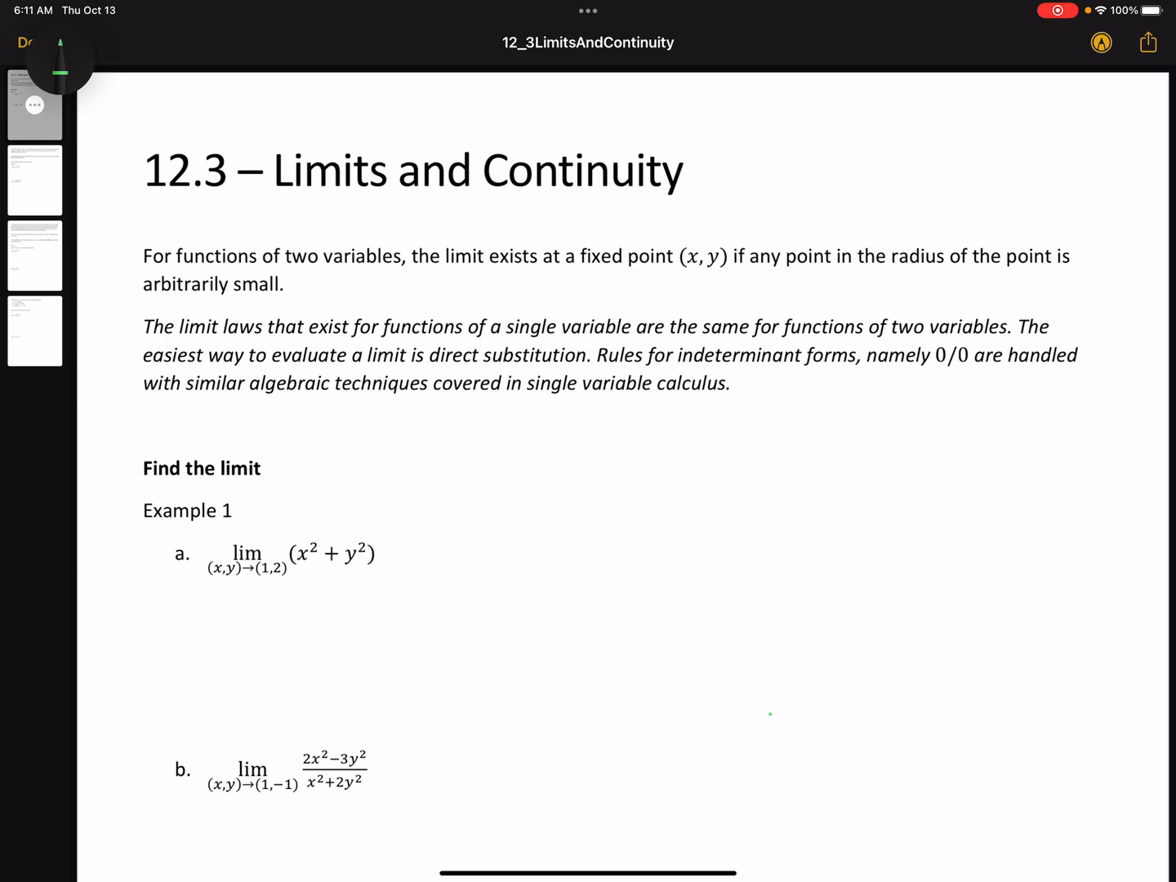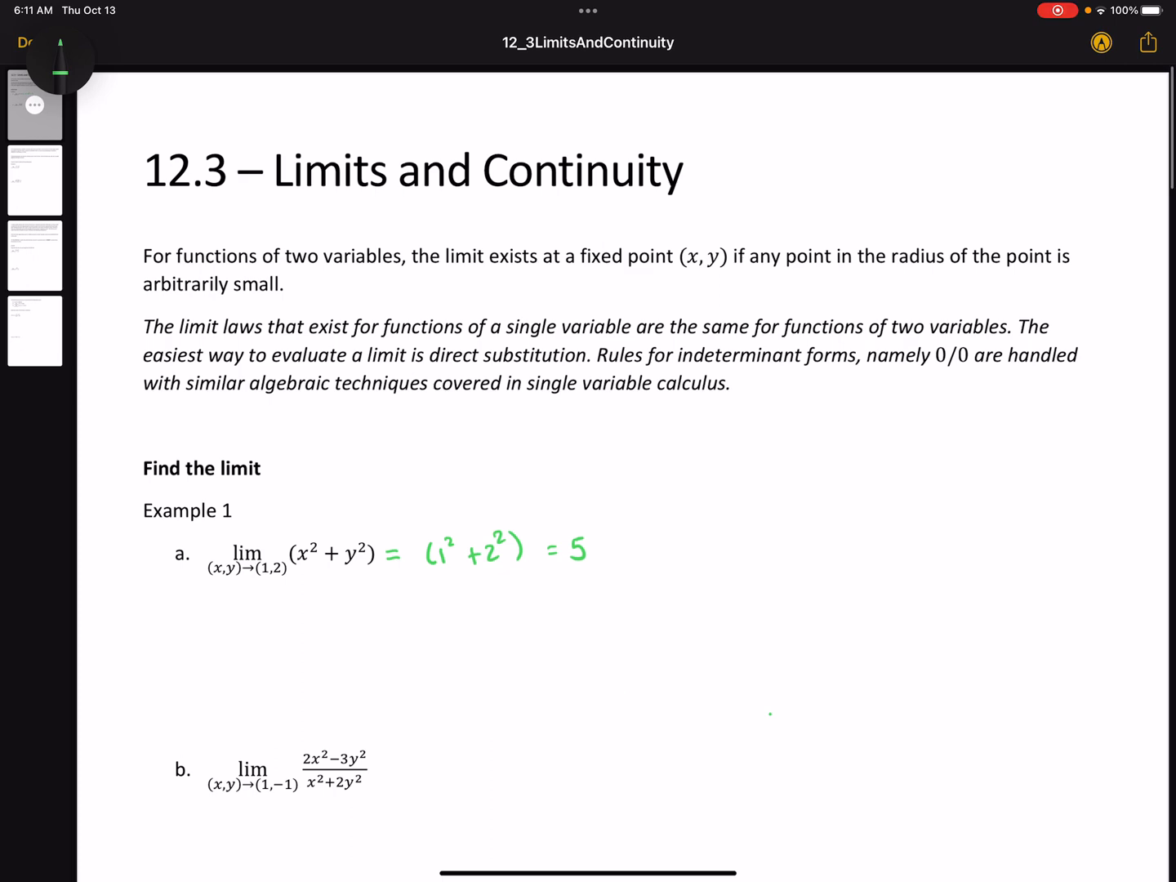So let's get started. All right, so for example, when we have to find the limit for this function when the point x, y, some arbitrary point, is approaching the point 1, 2. As I said, the easiest way to find the limit is to just substitute in the value. As long as we don't divide by 0 or take the even root of a negative value, we're good. So in this case, we can substitute in 1 and 2 without any problem. That's actually just going to be 1 squared plus 2 squared, which is obviously 5. So that limit is 5.